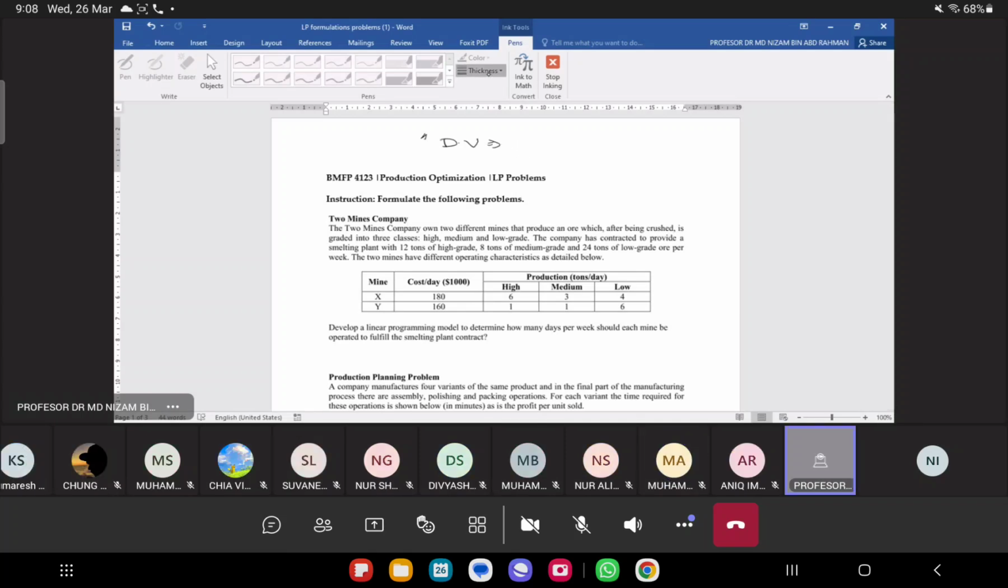Mine X, mine Y, Doctor. Okay, mine X and mine Y. So decision variables would be, I can say x1 equals mine X and x2 equals mine Y. What's the unit? When you say x1 equals 1, what does it mean? X2 equals 1, what does it mean? What's the unit?